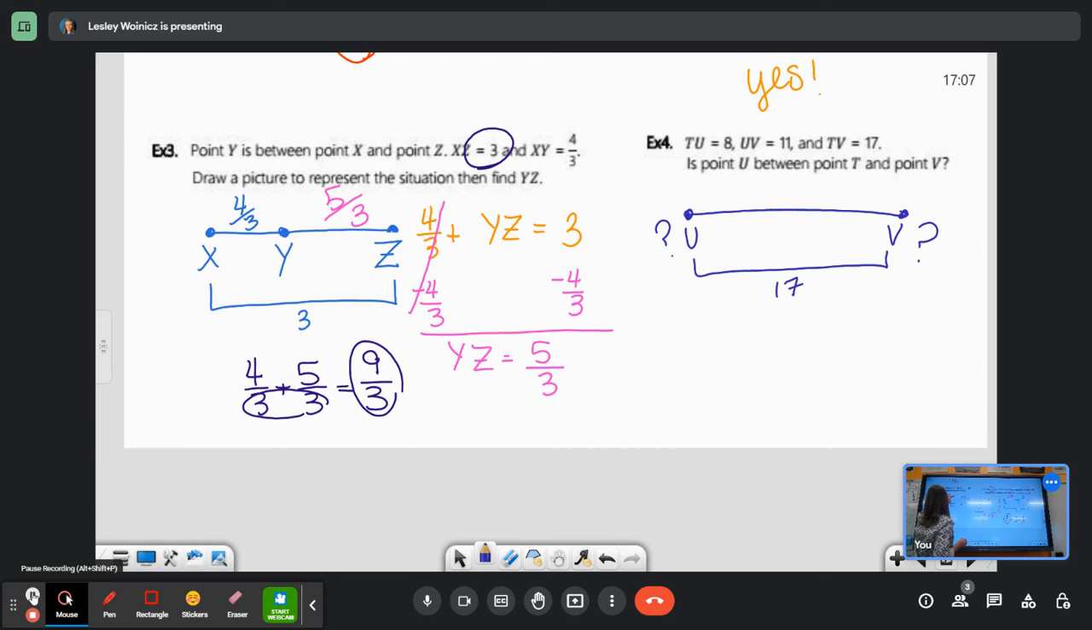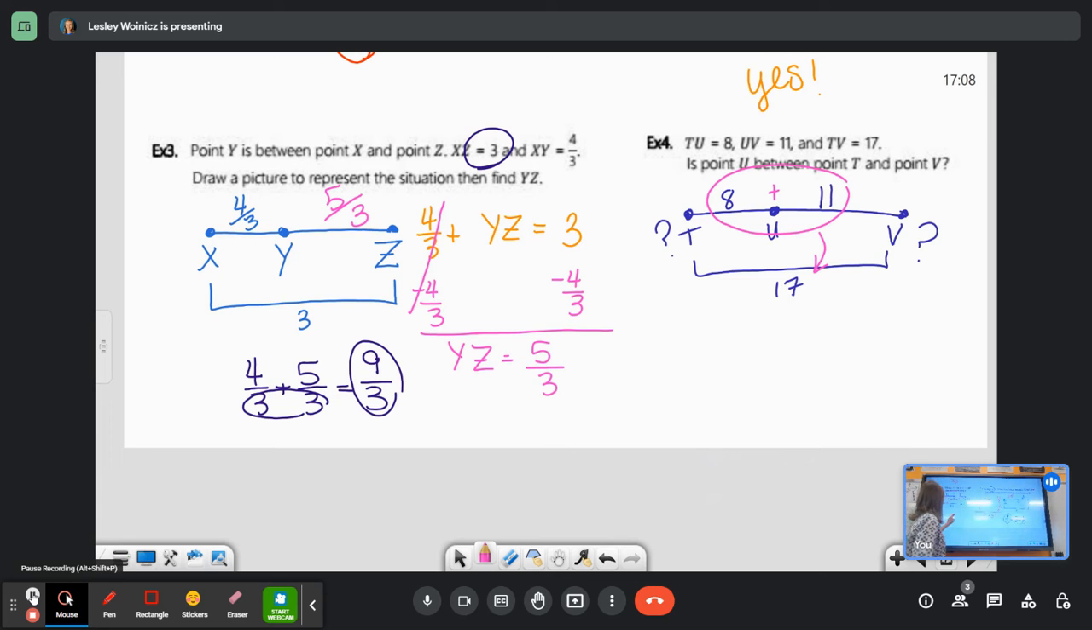Okay, UV, whoops, I did that wrong. Hold on. TV is 17. Let me fix my picture. TV is 17. U is in the middle. TU is 8. UV is 11. So do 8 and 11 add up to give us 17? Spoiler alert, they do not. They add up to 19.